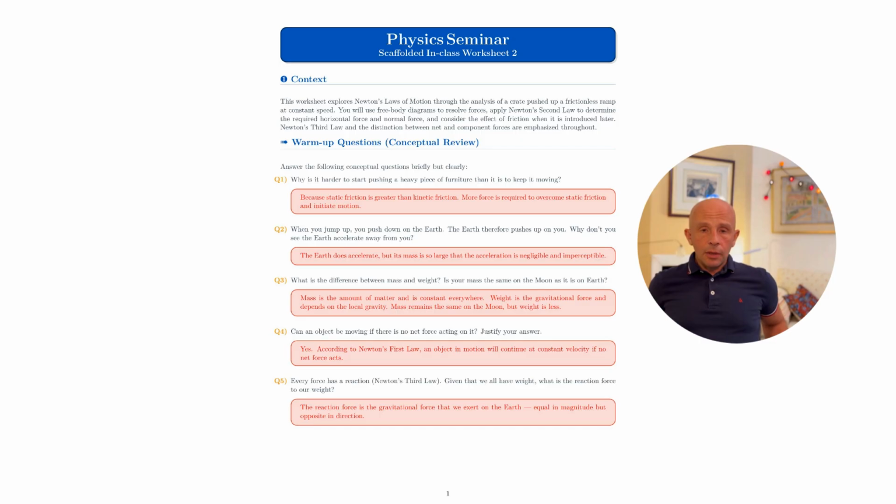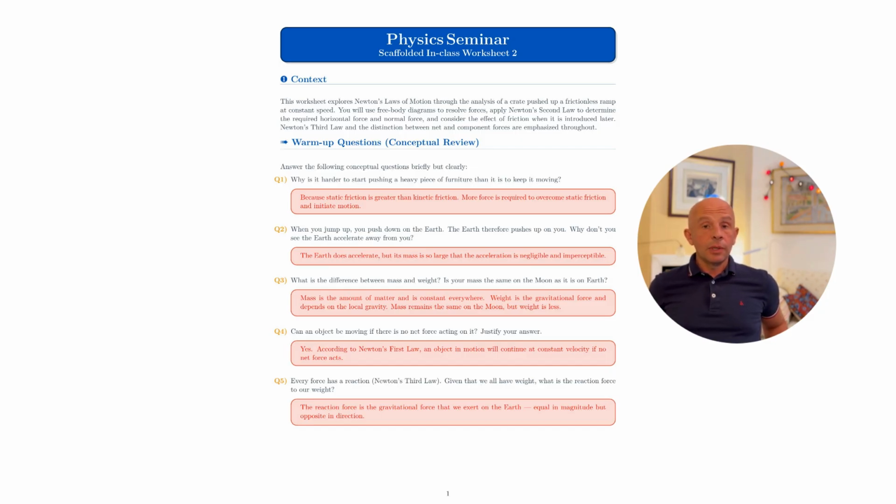Question 1 asked, why is it harder to start pushing a heavy piece of furniture than it is to keep it moving? As the answer on your sheet says, it's because static friction is greater than kinetic friction. Think of it this way: when the furniture is at rest, the microscopic imperfections on its surface and the floor have settled and interlocked. To get it moving, you need to apply enough force to break those bonds. That's overcoming static friction. Once it's sliding, the surfaces are bouncing and skimming over each other, creating less resistance.